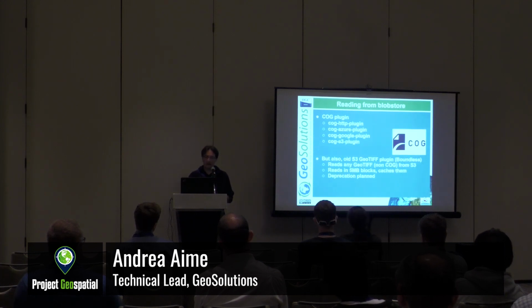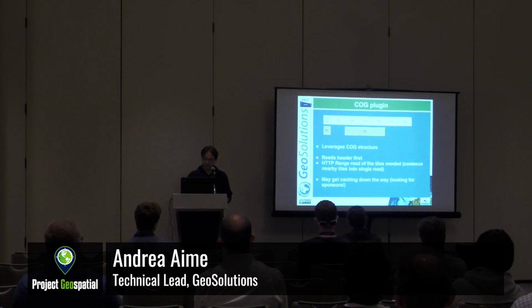It's either using classic TIFF or a cloud-optimized GeoTIFF plugin, which we have variation of depending on the type of cloud you choose. So Azure Blob Storage, Google Blob Storage, S3 for AWS, and so on. The plugin takes advantage of the optimized nature of the cloud-optimized GeoTIFF layout and basically reduces the number of reads we do against the blob storage to optimize performance.